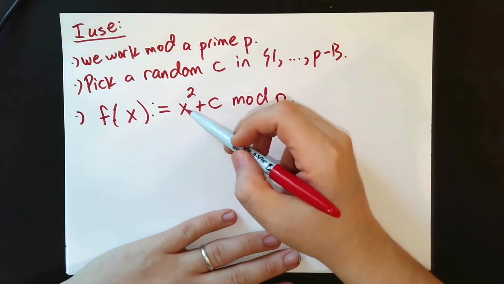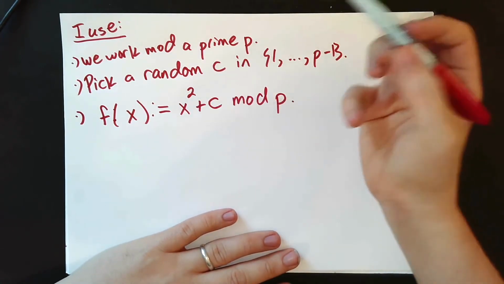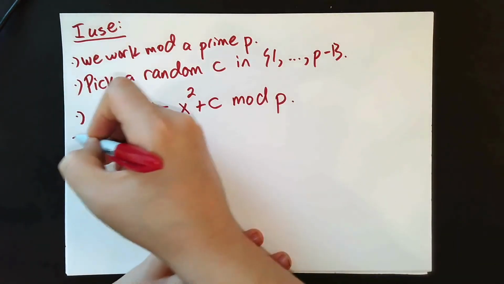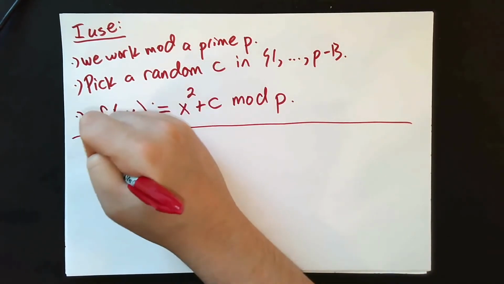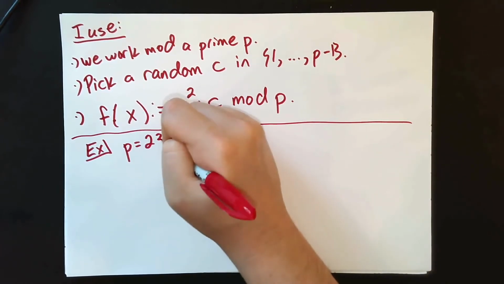So what's going to happen here is I am going to repeatedly square the number and add c. Square it, add c. Square it, add c. Square it, add c. And so let me just do an example here, mod, let's say, 23, just so that we understand what's happening here.